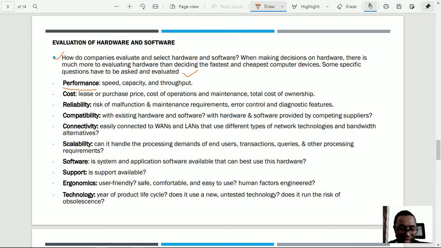Connectivity: easily connected to WAN or LAN. Scalability, software: is the system and application software available that can be used for the hardware or not. Ergonomics: user-friendly, not user-friendly. Technology: year of product life cycle, or what cycle the product goes through. So much has to be asked for either the hardware or the software. And that's why we need this evaluation framework or tool to help us manage this resource.